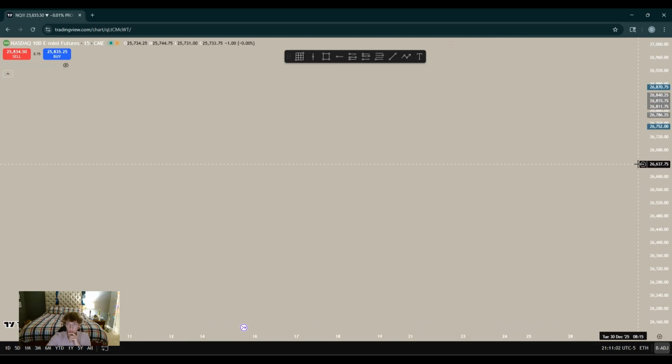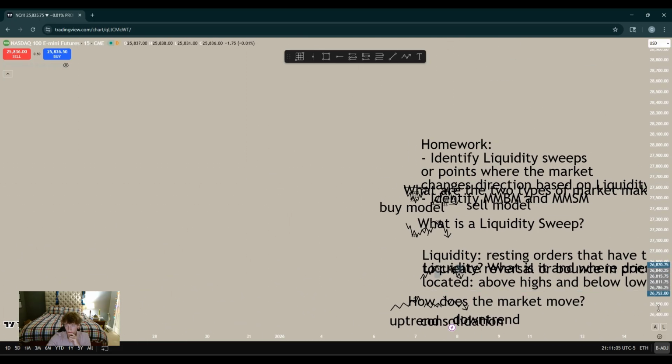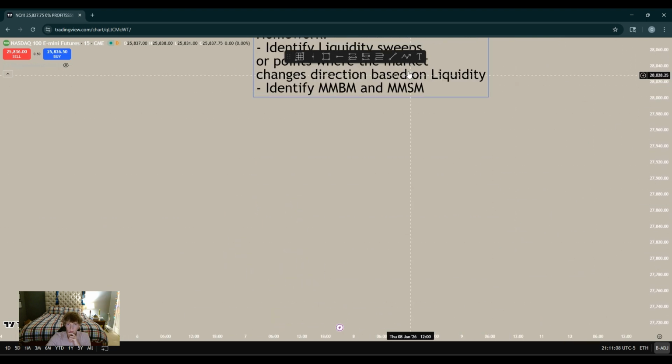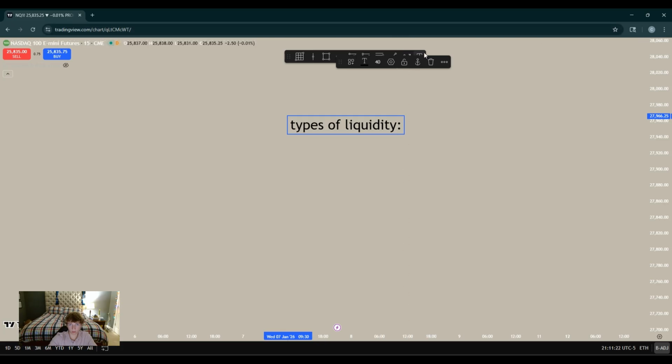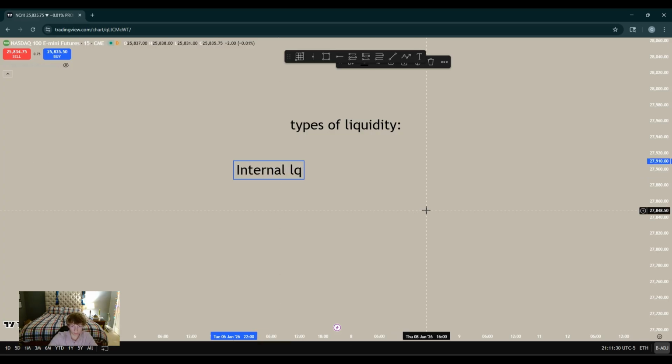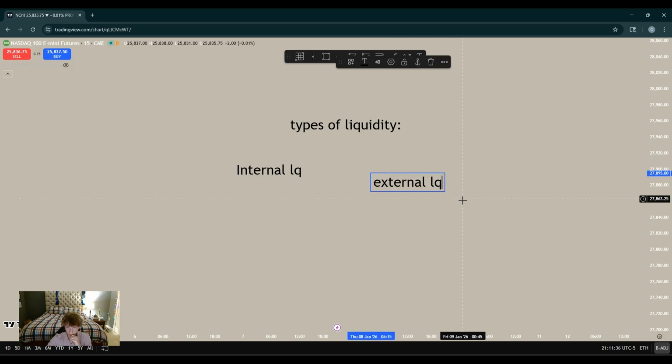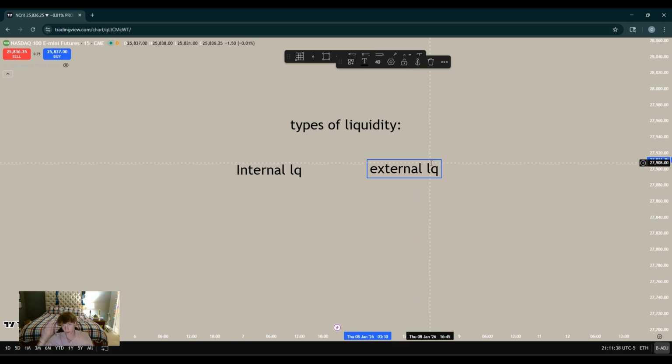So let's get back here. All this good stuff. And let's talk about types of liquidity. This will be the last thing we talk about today, so stay with me. There are two types of liquidity: internal liquidity and external liquidity. Price moves based on liquidity. We've already established that.